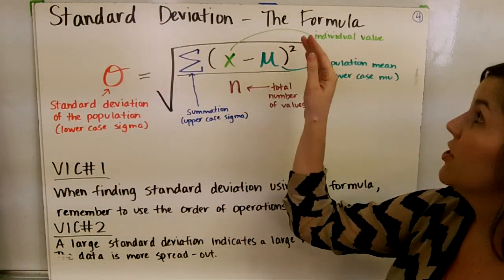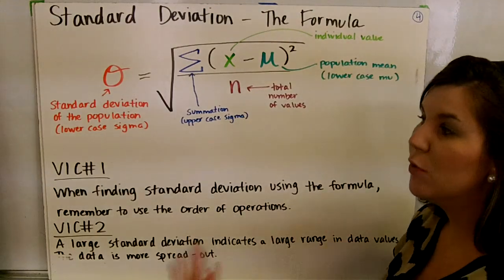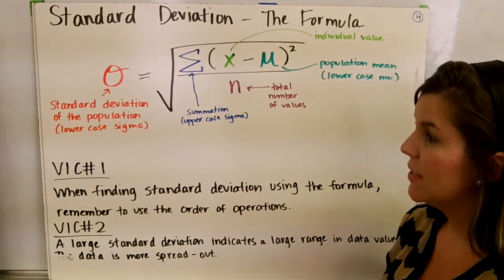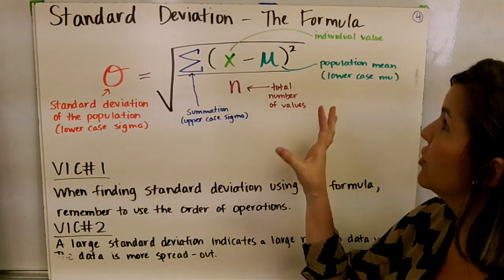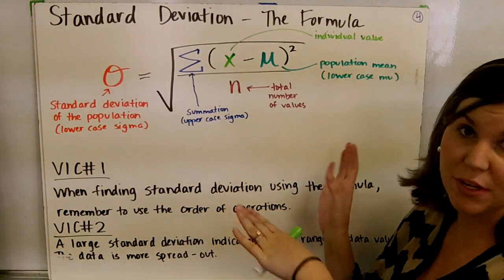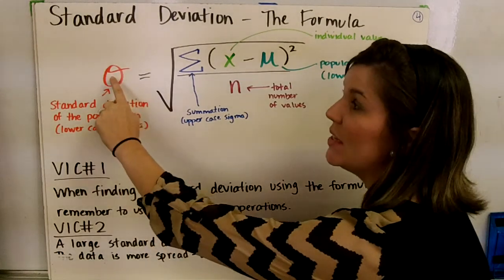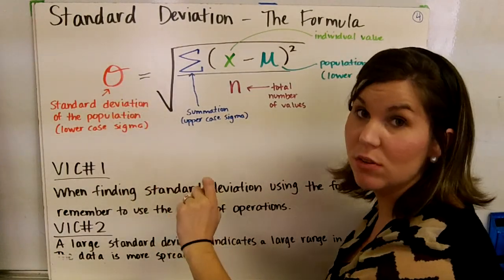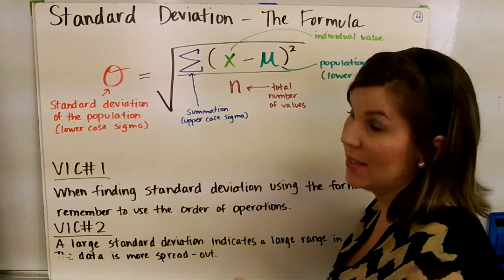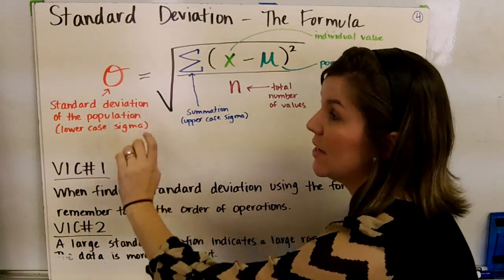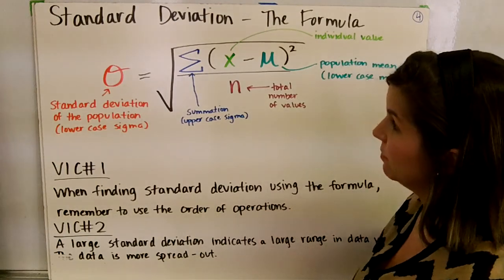Now, standard deviation, the formula. So there's a formula to do that last process, and I wanted to introduce the process before I showed you the formula because this looks pretty overwhelming. Now, this symbol right here is what we use to denote standard deviation. It's called sigma. This is a lowercase sigma, and this is standard deviation of the population.